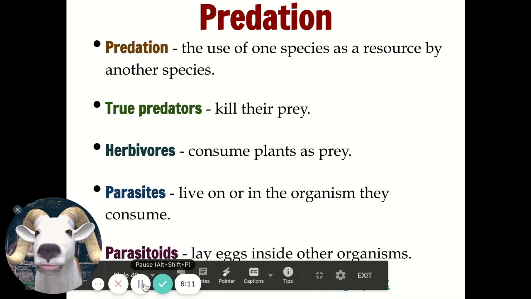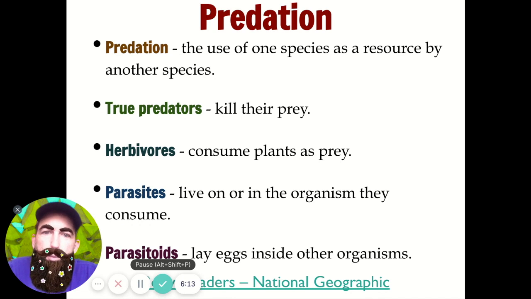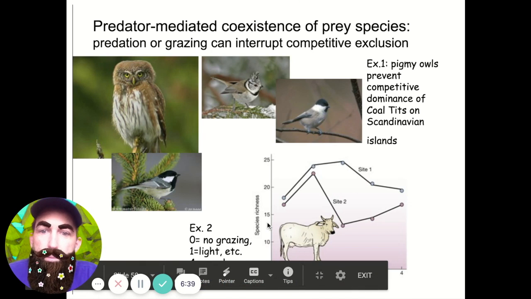Okay, predation. With predation, you're using one species as a resource by another species. True predators are going to actually kill their prey. You have herbivores that consume plants as prey. And you have parasites, of course, that live on or inside the organism that they're consuming. Finally, parasitoids are going to lay their eggs inside other organisms, and then typically the larvae will hatch out and use that organism as a food resource.